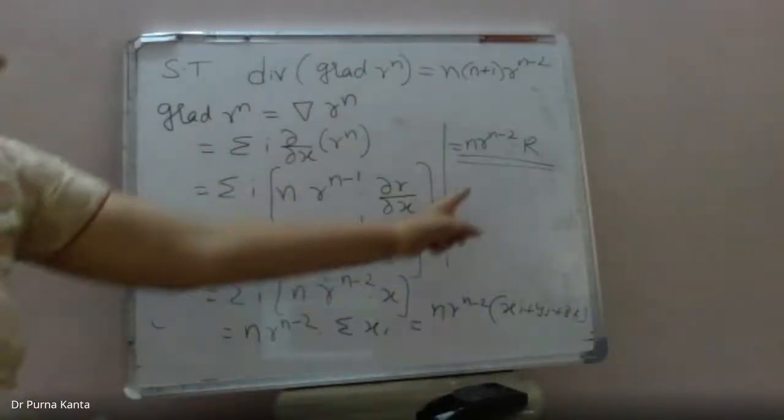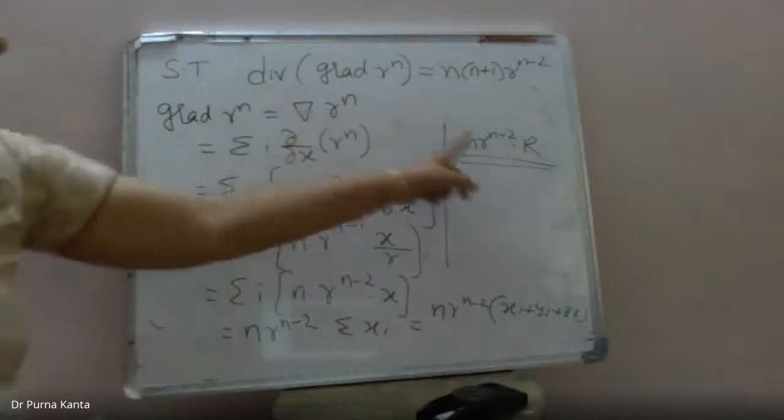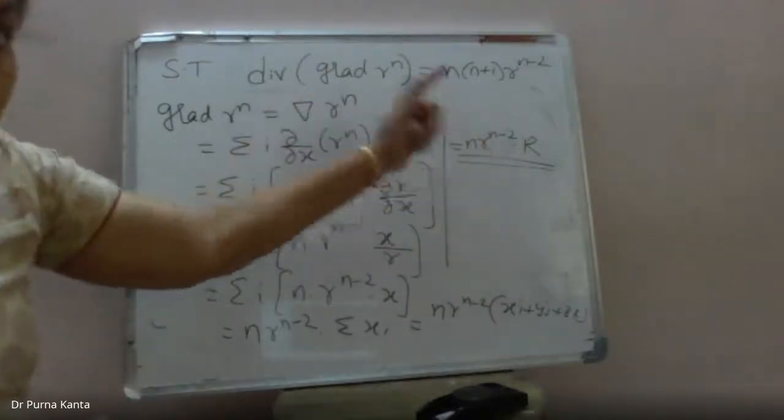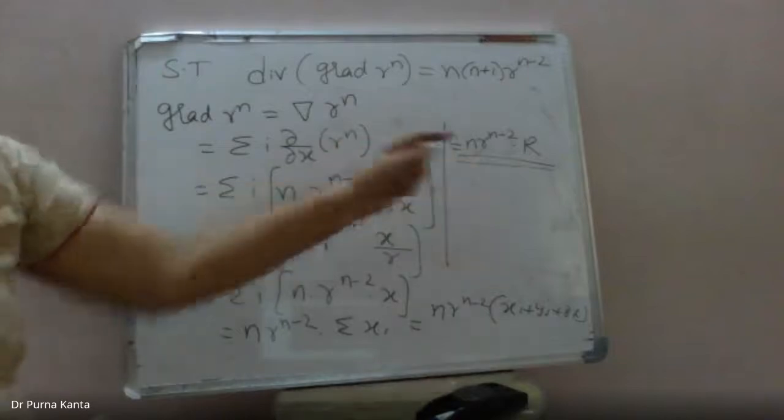So once we complete this, we will see what the divergence of this function will be. Divergence applied to this function, we will see as the second continuation. We completed it.